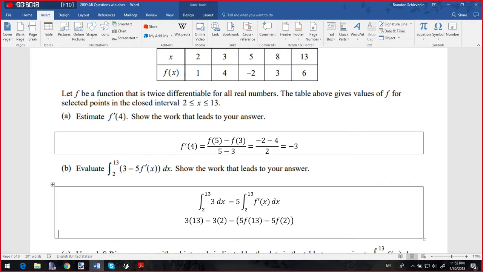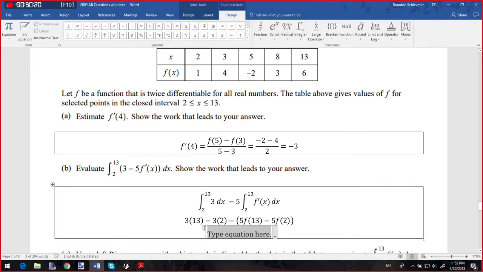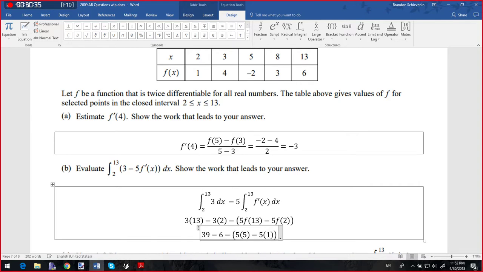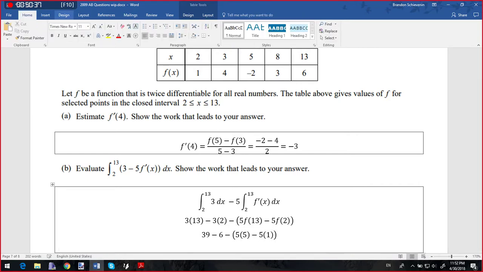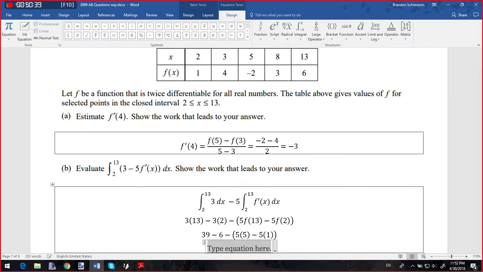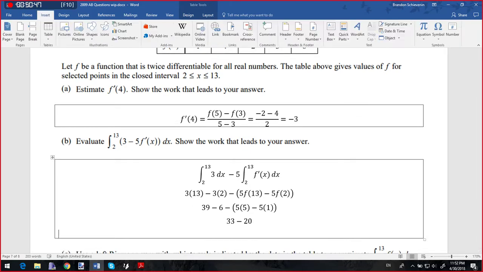So this is 3 times 13 is 39 minus 6, minus 5 times f at 13, which was 6, minus 5 times f at 2, which was 1. Okay. So that gives me 33 minus, this is 25 minus 5, is 20, is 13.